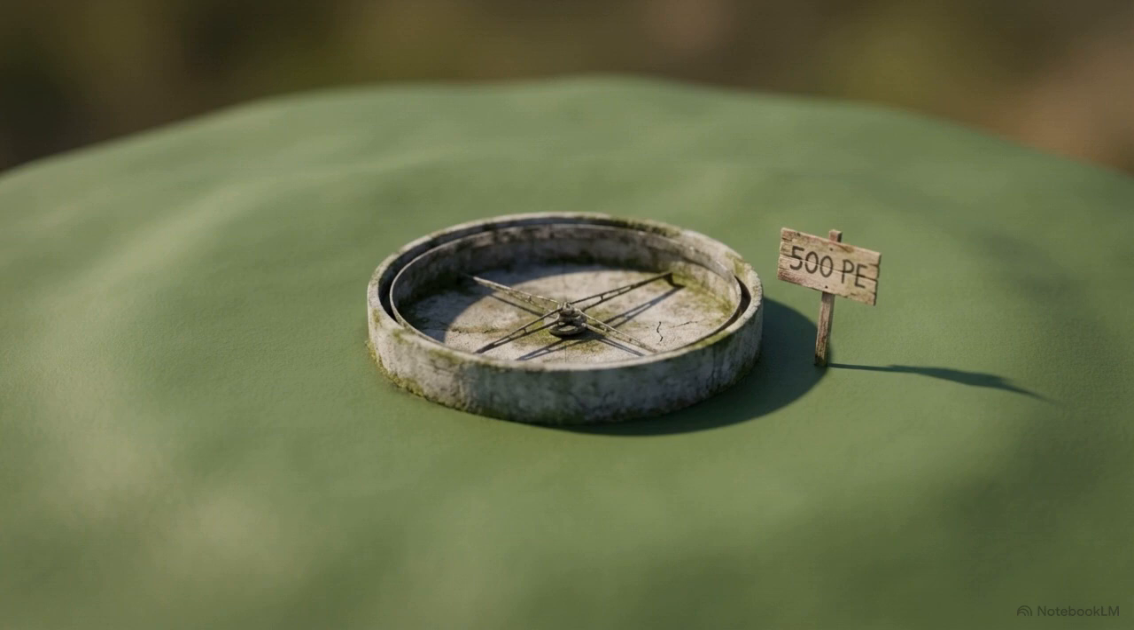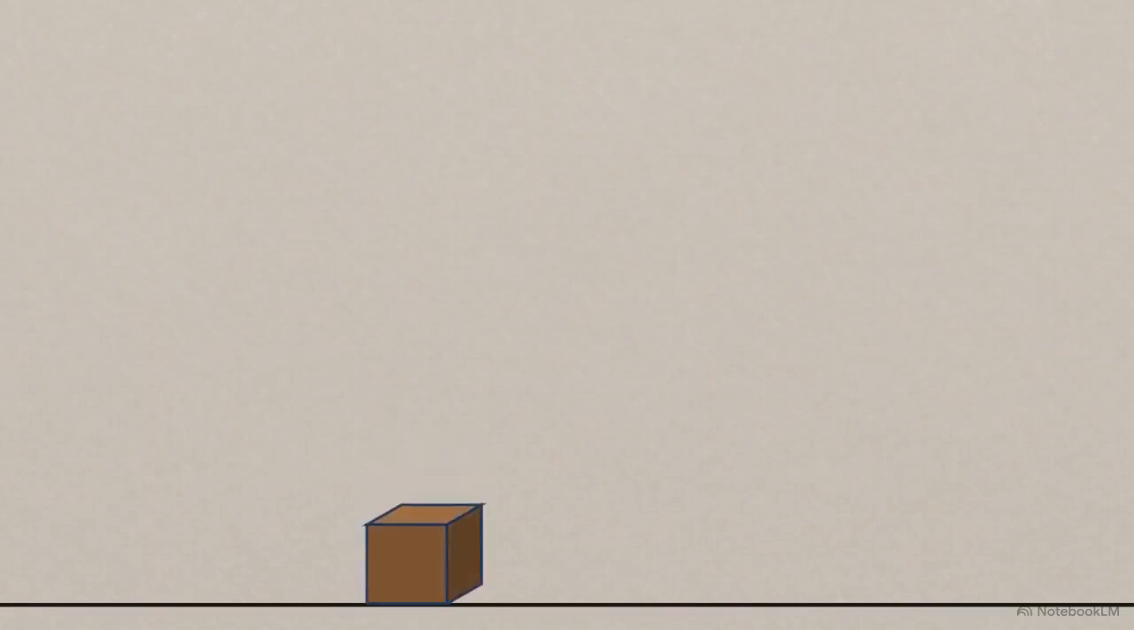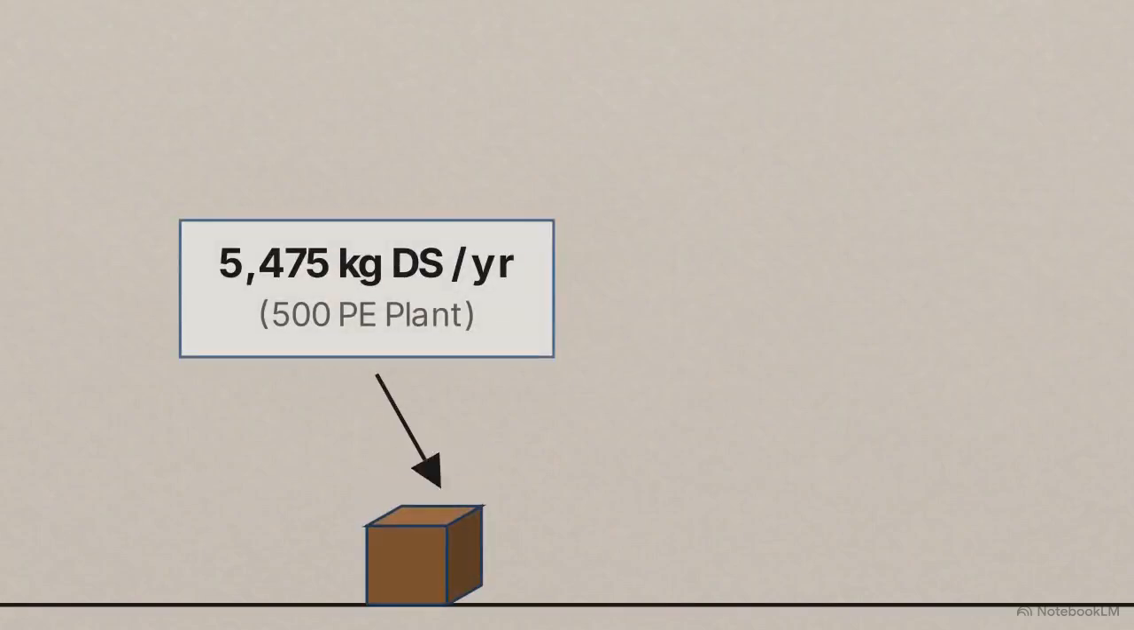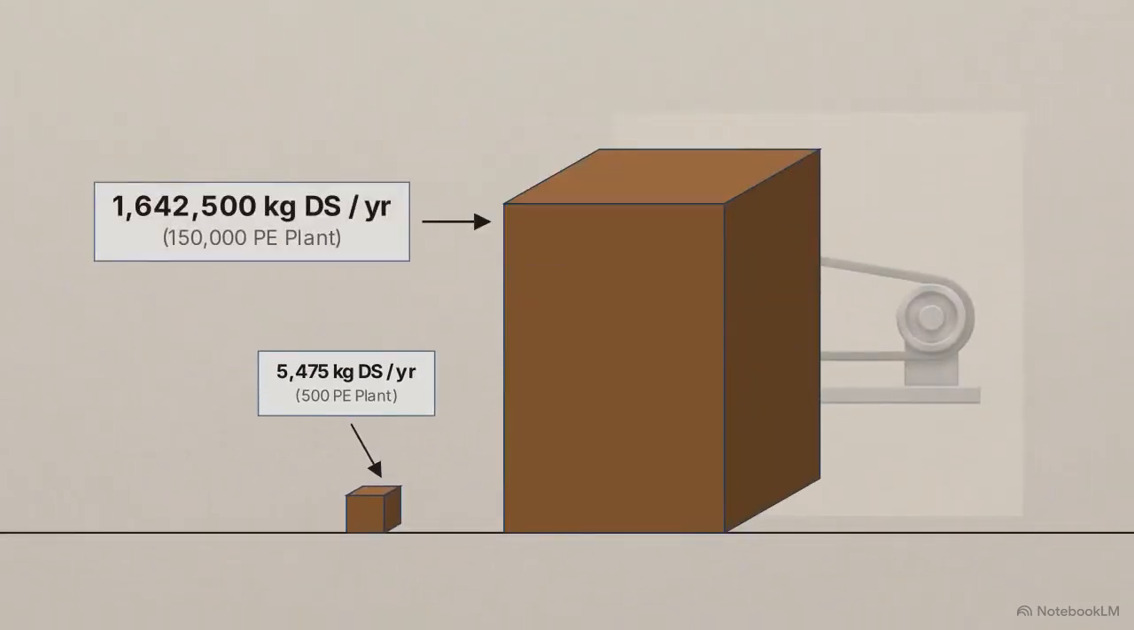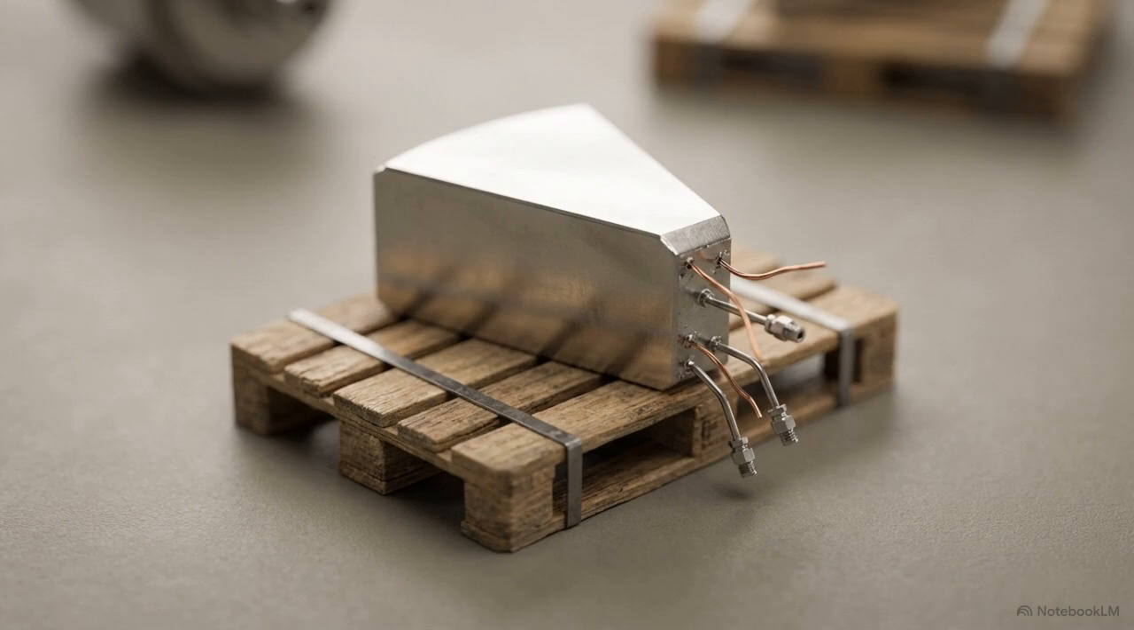Let's analyze a small municipality operating at just 500 PE. The physical output here is fractionally small. A 500 PE plant produces only 5,475 kilograms of dry solids over an entire year, 1/300th of an industrial centrifuge.